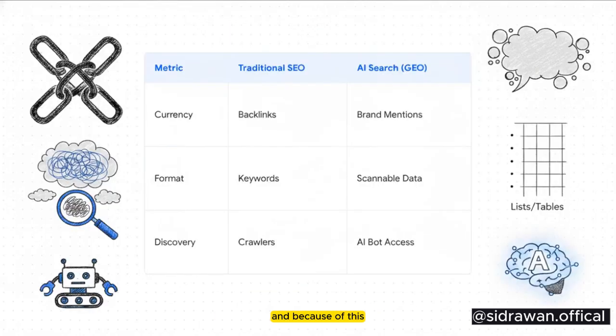And because of this, the actual metrics of search have completely shifted. Think about it. The primary currency in traditional SEO used to be your backlink profile and domain authority. But for GEO, it's brand mention volume and entity trust. It's all about how consistently the open web talks about you. And look at the formatting focus. We're moving away from keyword density and moving toward highly scannable structures, things like lists, tables, and direct answers that an AI can easily read and extract.